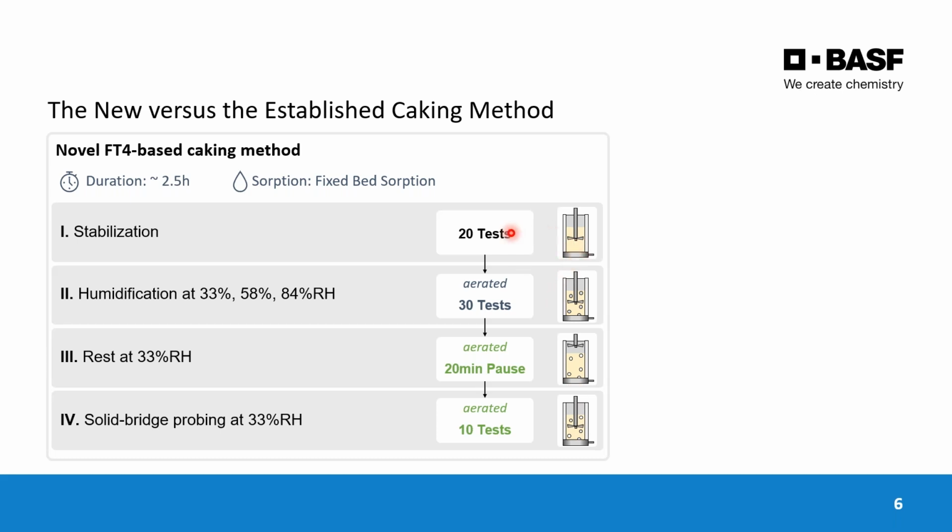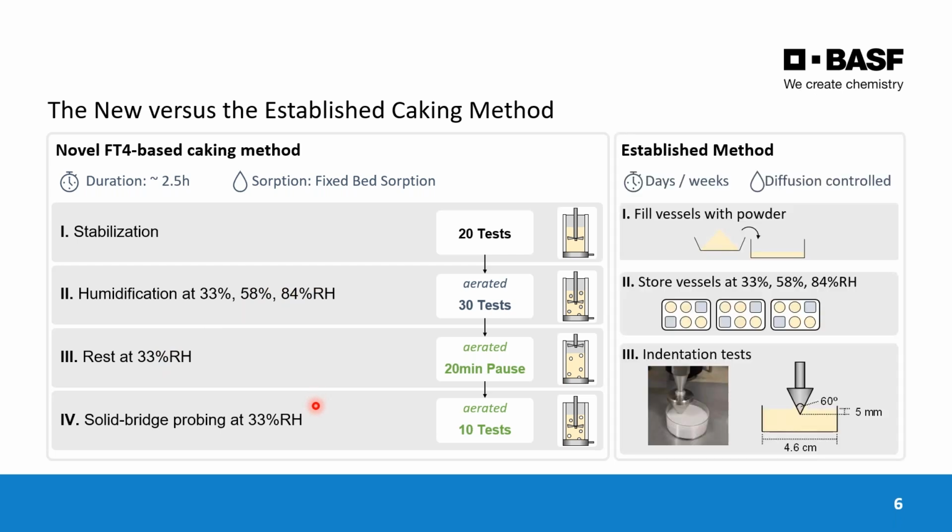So at the start, we're doing this experiment at 33%. Then we humidify at 33, 58, or 84. Then we go back to 33, then back to 33. So it's a little bit to think about there.